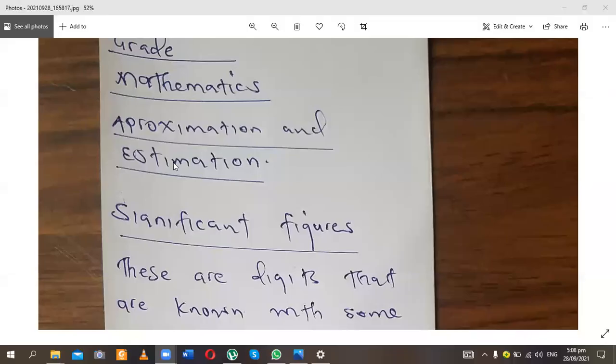Yeah, so we'll be looking at approximation and estimation. We don't really have to find the exact figure, but we are looking for the number that is next to it, or that is closer to the actual number. We're just estimating.